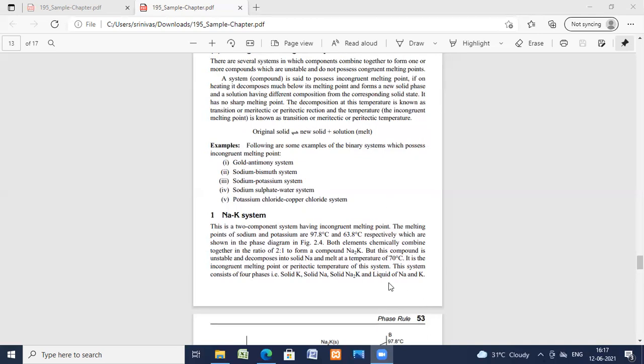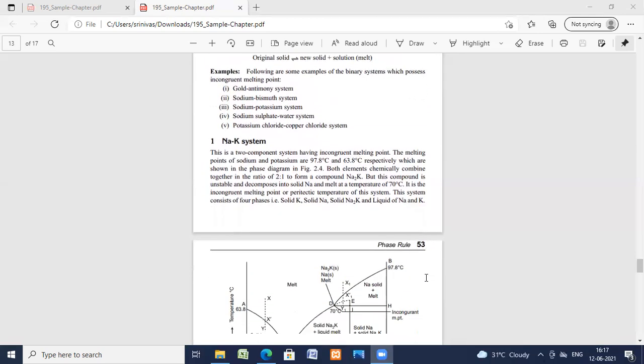This system consists of four phases: solid potassium, solid sodium, solid Na2K, and liquid Na and K. Okay, these are the four phases: solid K, solid sodium, solid Na2K, and the liquid of Na and K.